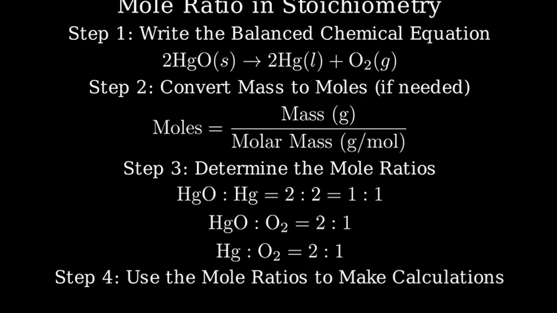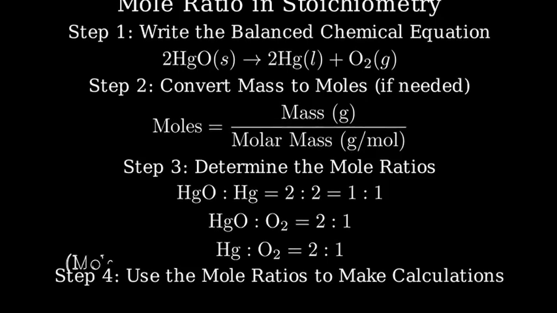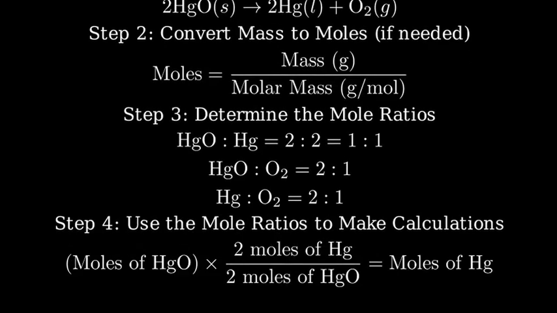Multiply the given number of moles by the appropriate mole ratio to find the unknown quantity in moles. For example, if we know the moles of HgO and want to find the moles of Hg, we would multiply the moles of HgO by the ratio of 2 moles of Hg to 2 moles of HgO.